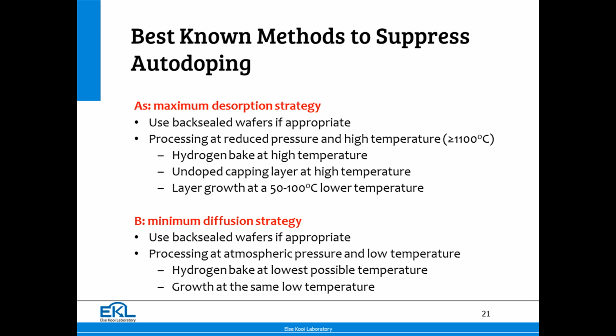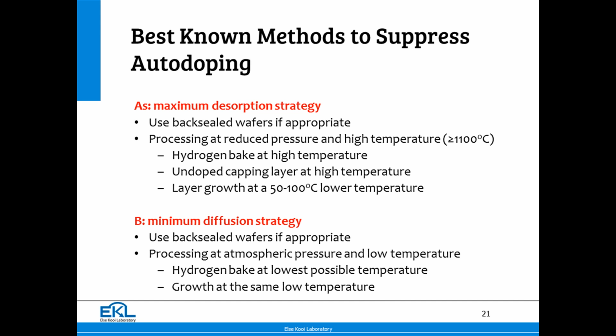So what you do here, use a maximum desorption strategy. Of course, you use backsealed wafers, and then a high temperature and reduced pressure to remove, before you start to grow, as much of the adsorbed layer as possible. So hydrogen bake, very high temperature, thin capping layer to stop the evaporation from the surface. Then you drop the temperature 50 to 100 degrees and grow the rest of the layer. There's still auto doping, but this is by far the best way to suppress it.